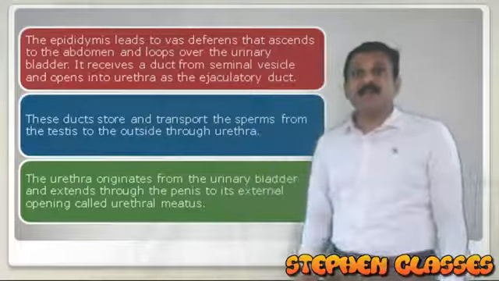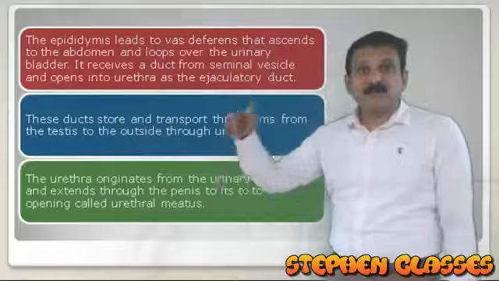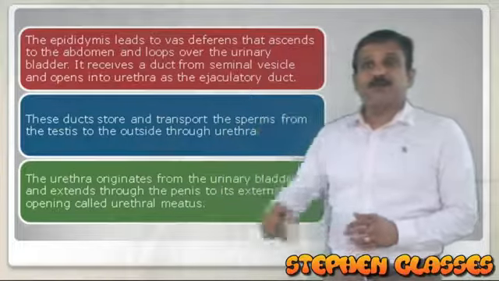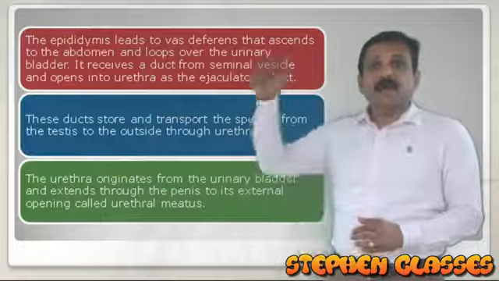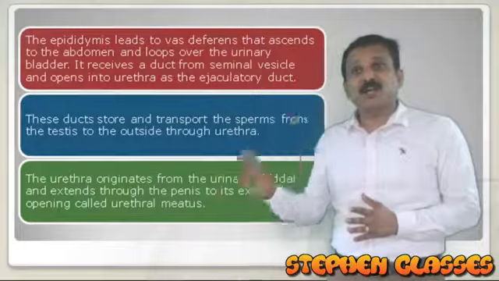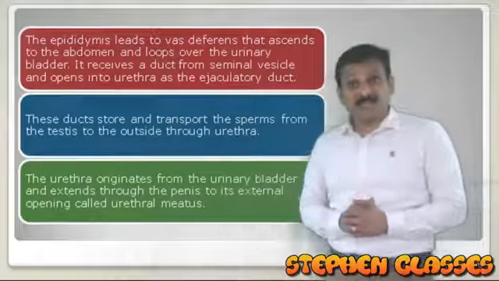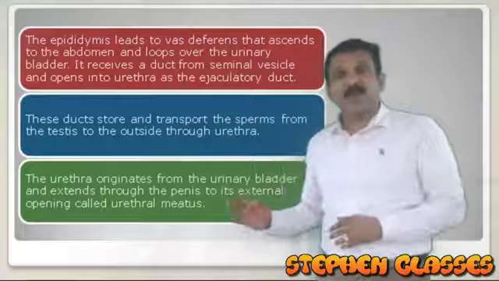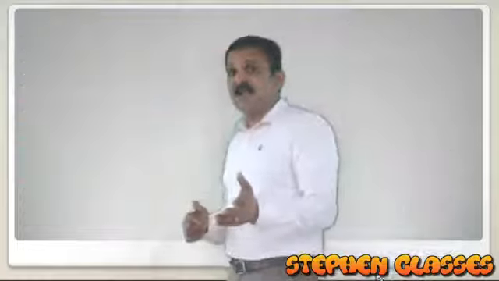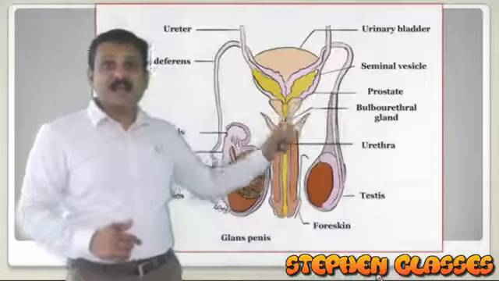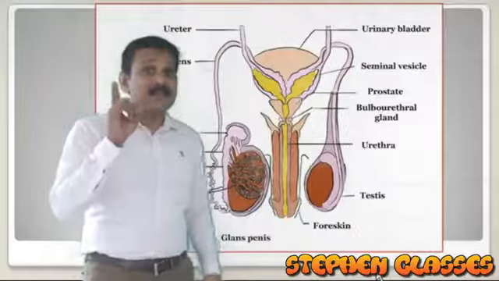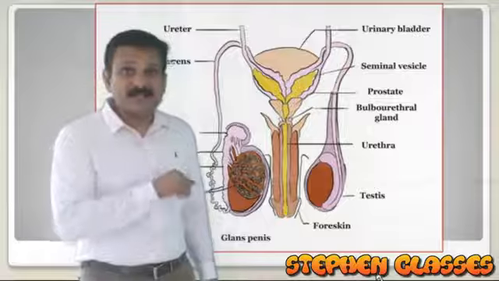And what will happen to the urethra? It will extend through the penis, the copulatory organ. The urethra will come down and open through the penis to its external opening. What is the external opening of the urethra? It is called the urethral meatus. In this picture you can see very clearly that the urethra comes down, and finally there is a wider opening, called the urethral meatus.